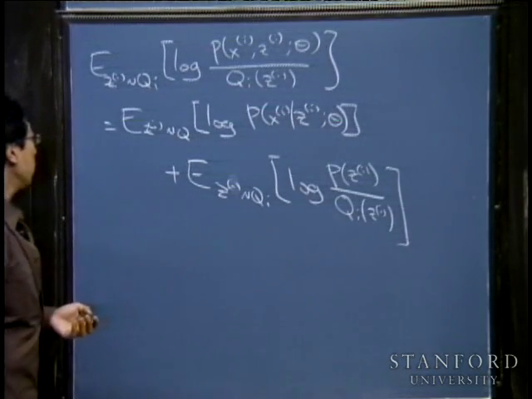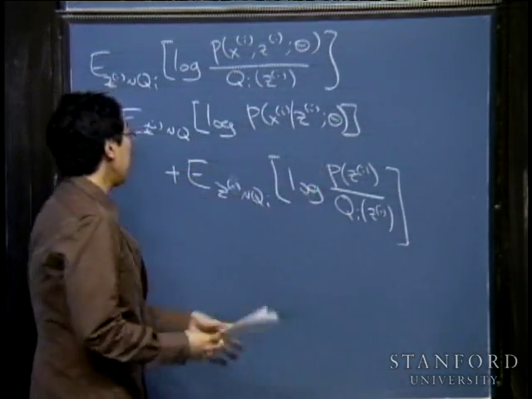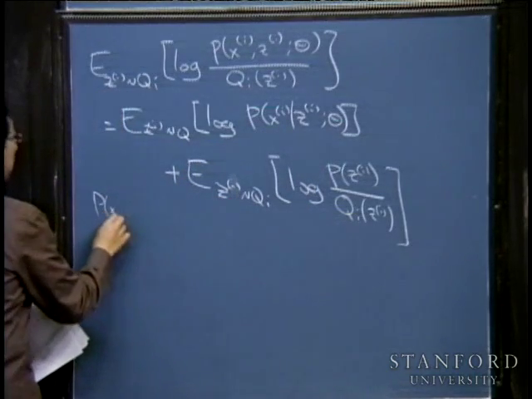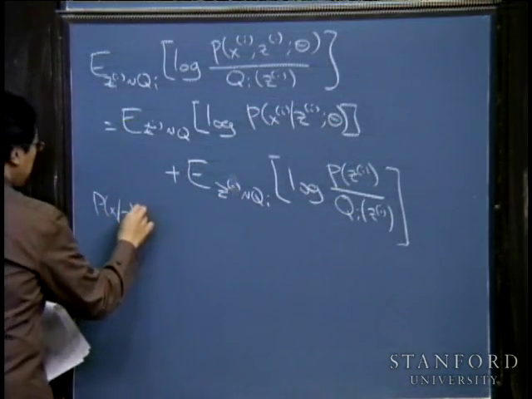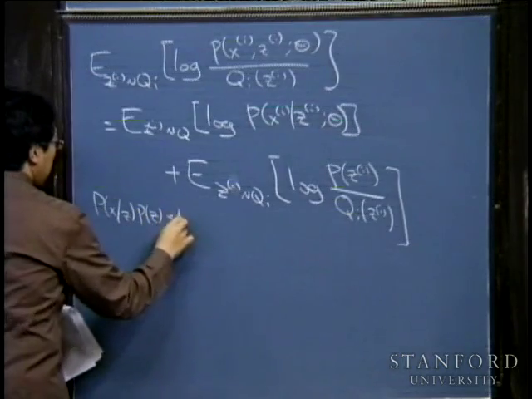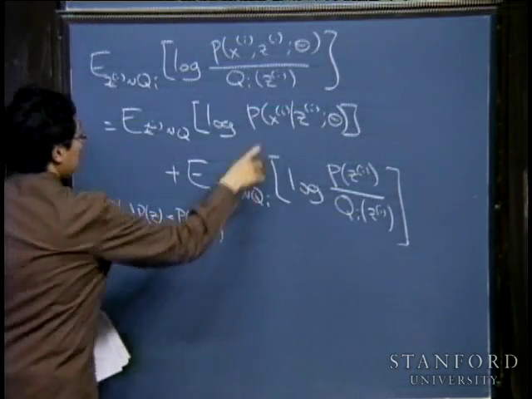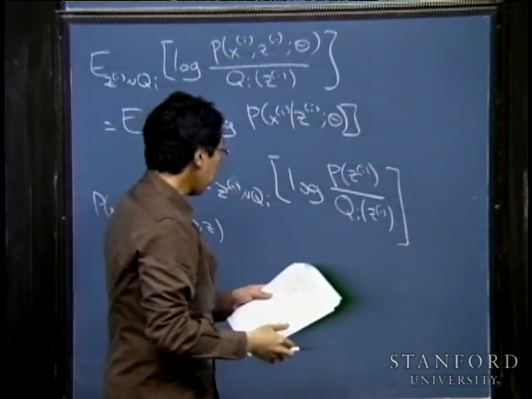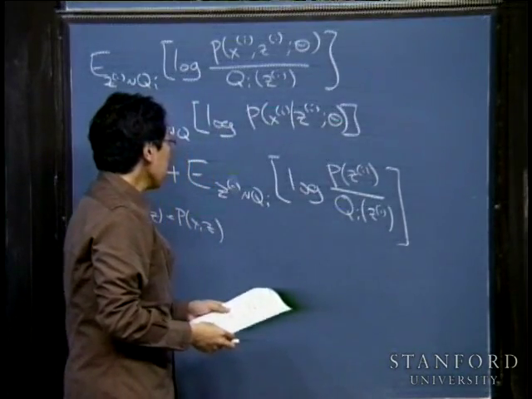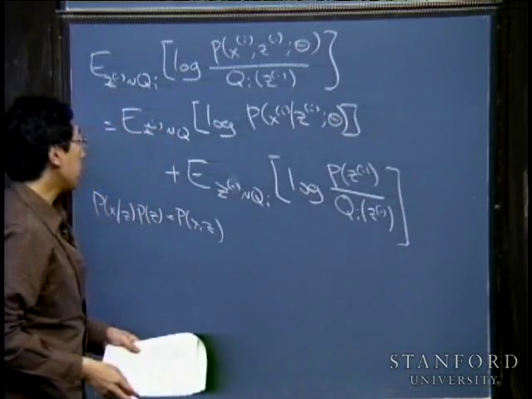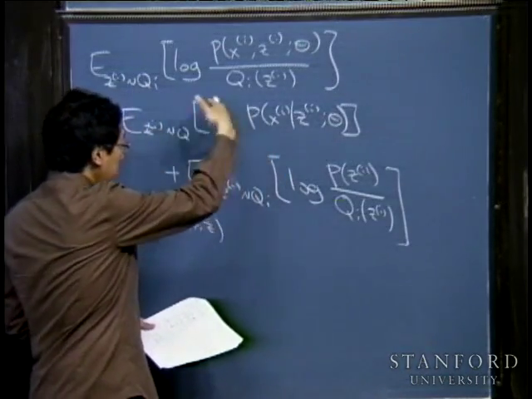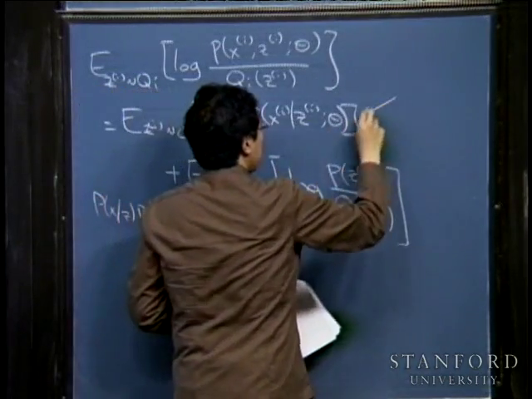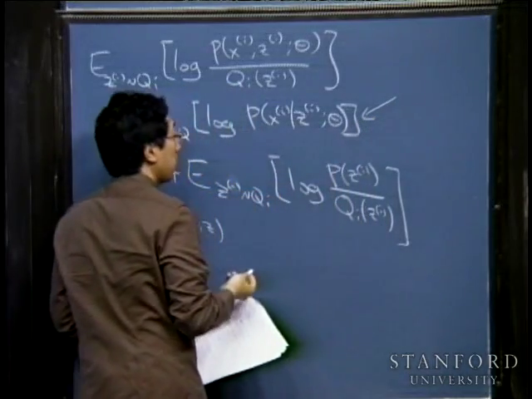All I did here was use the fact that P of x given z times P of z equals P of x comma z. Combining this term and that term gives you the numerator in the original. And it turns out that for factor analysis, in these two terms, this is the only one that depends on the parameters.